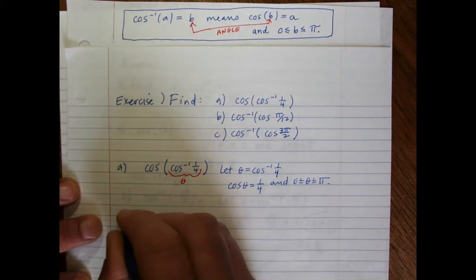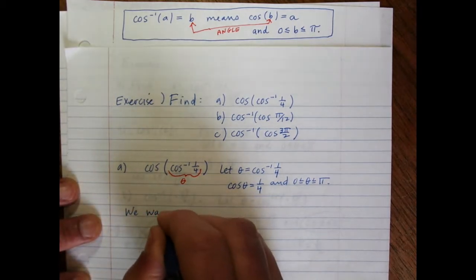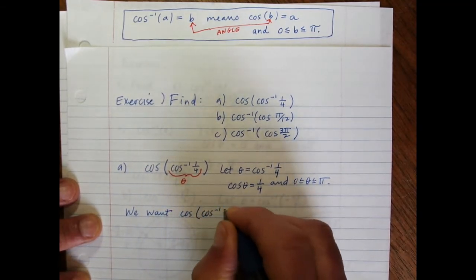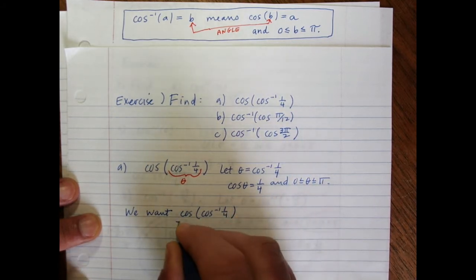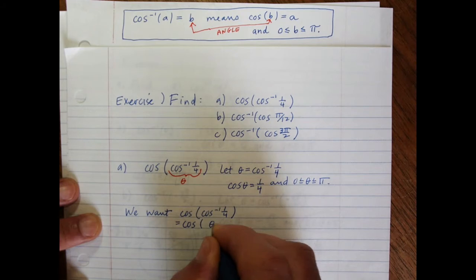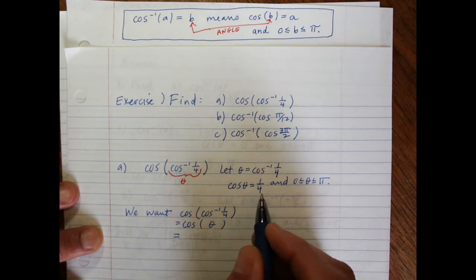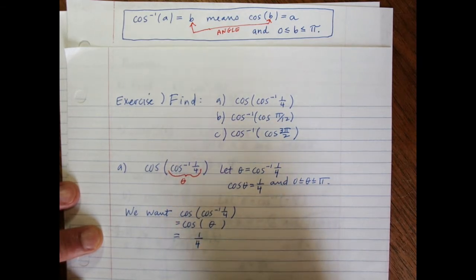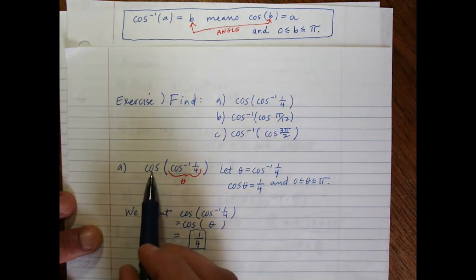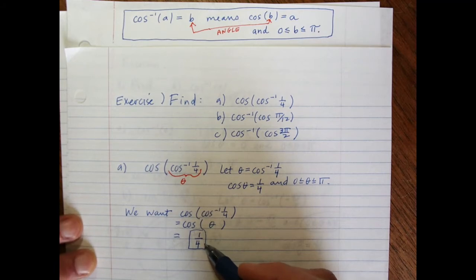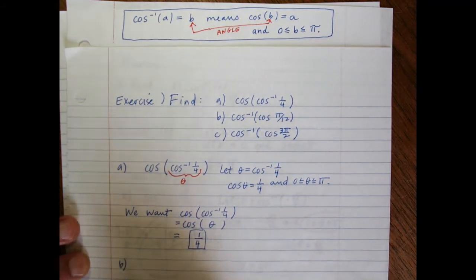Now what do we want? We want cosine of cosine inverse 1/4, which is cosine of theta. But cosine of theta is 1/4. It's staring at us right in the face. We're done. That's it. And in fact, when you apply a function and its inverse, you would normally expect them to cancel out and take you right back to where you started from. And that's exactly what's going on here.